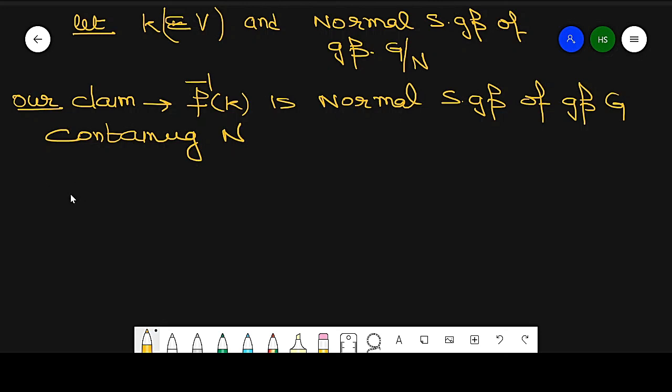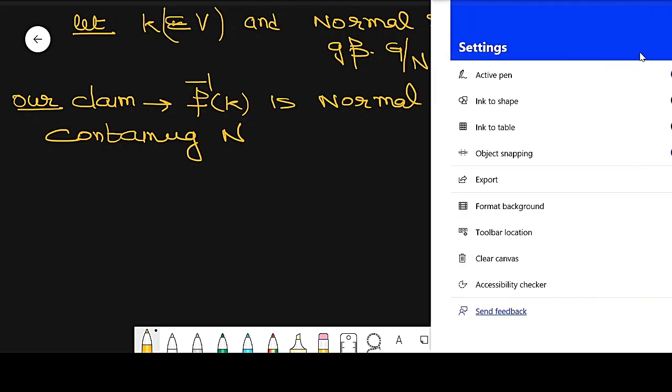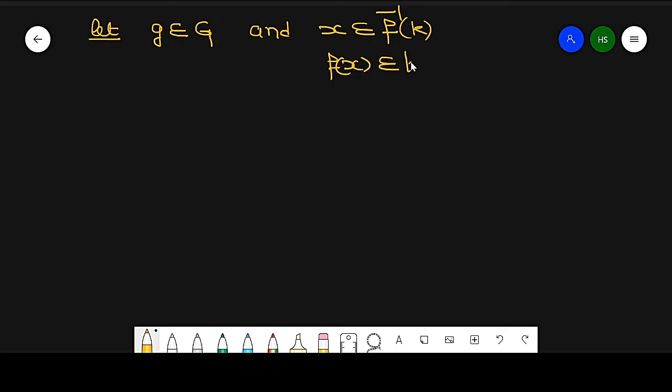So this is my aim. So just write the element of f inverse K. To prove it is a normal subgroup, let I take g belongs to capital G, and x is some element belongs to f inverse K. So what it means? It means f of x belongs to K. Now as g belongs to capital G, it implies the image f of g belongs to G by N. So K is a normal subgroup of this G by N.